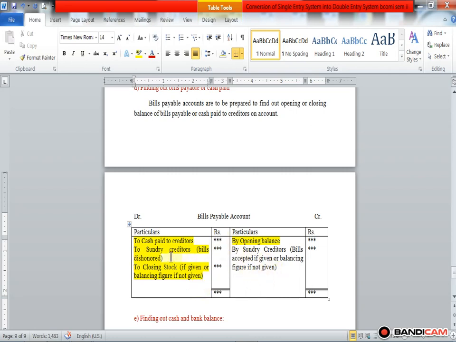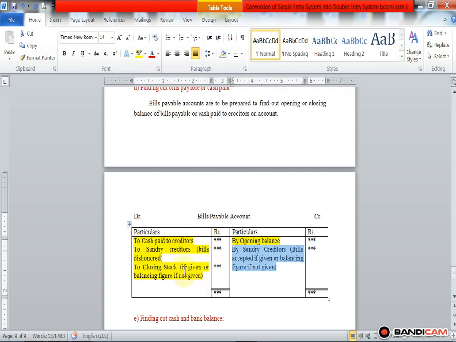Then, by sundry creditors, that means the bills accepted, if given. If bills accepted during the year is given in the problem, then it is transferred to the bills payable account, and the entry will be sundry creditors account debit to bills payable, being bills accepted during the year. If not given, then the balancing figure or the difference on the credit side of the bills payable account is the sundry creditors' bills accepted during the year.